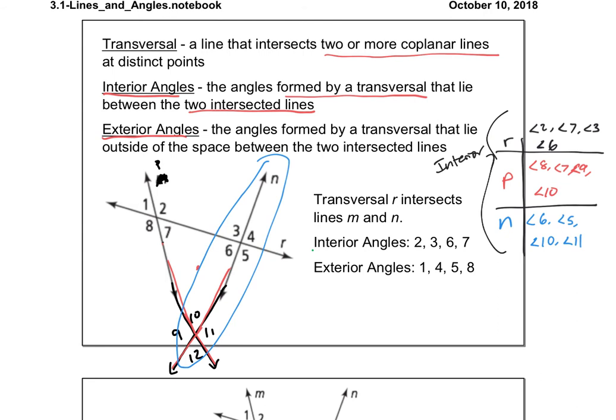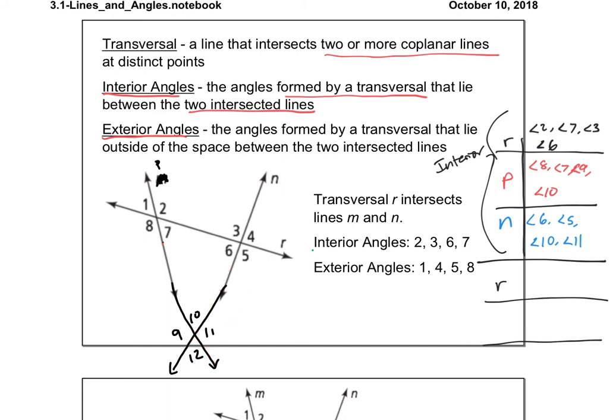Let's talk about exterior angles now. So exterior angles are angles that are formed on the outside of the lines. So they're on the transversal, but they are outside of the 2 intersecting lines. We're going to do the same logic we did beforehand, but now instead of looking inside the 2 lines, we're looking on the outside of the 2 lines. So for transversal R, that's this right here. I'm looking on the outside, so that would be angle 1, angle 8, angle 4, and angle 5.